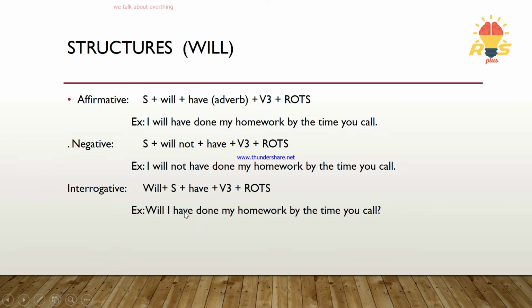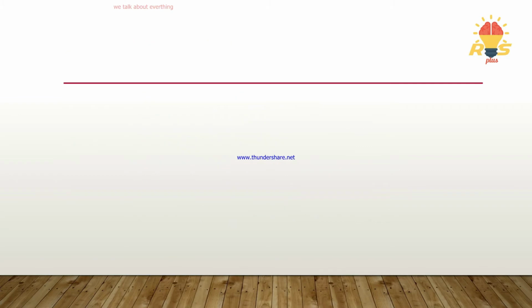An example. Will I have done my homework by the time you call? Will is from structure will. I, subject, have is from the structure, done, third form of the verb, my homework by the time you call, is rest of the sentence. So this was structure with will, how to make sentence with will and future perfect tense.